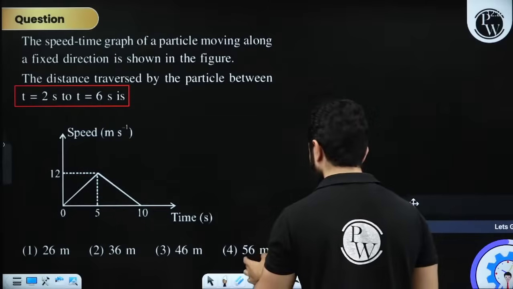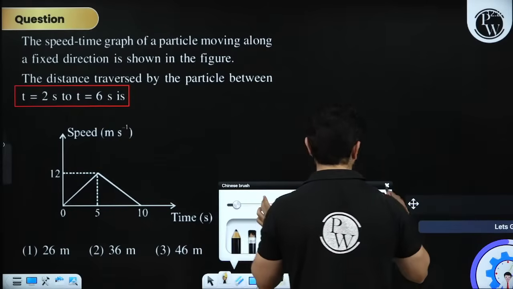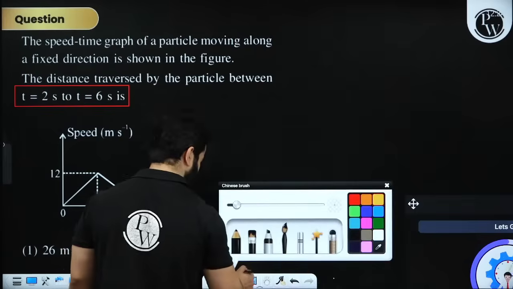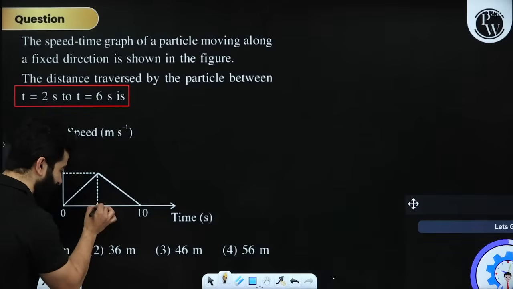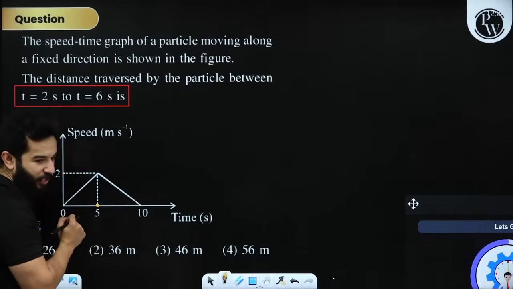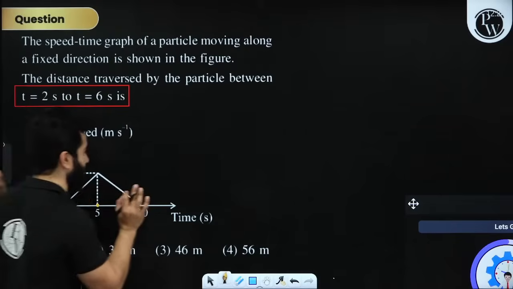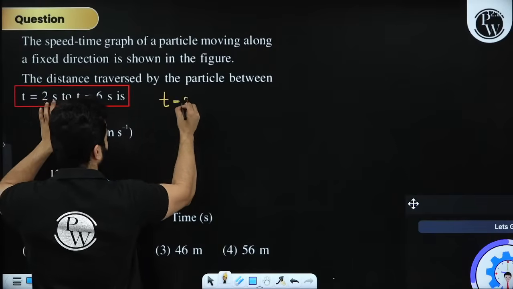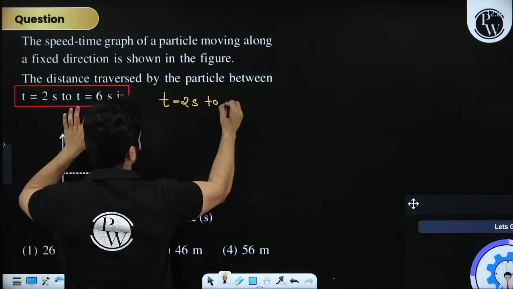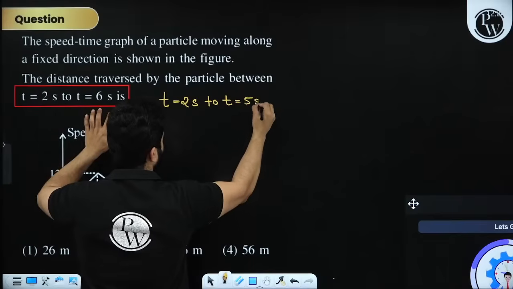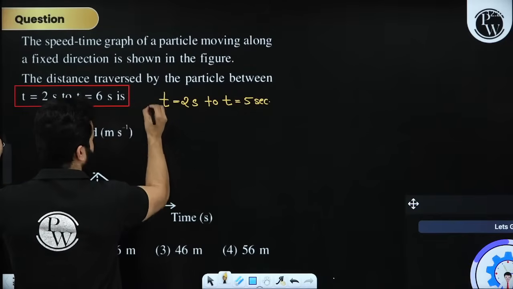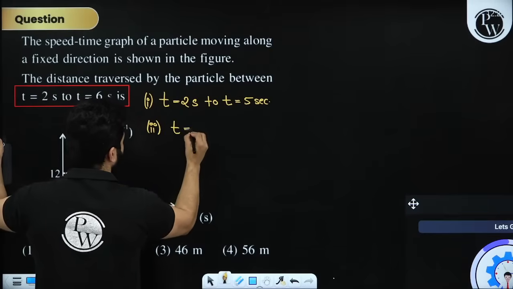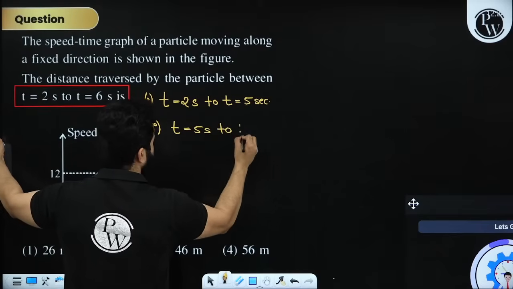So the first thing that you will have to do is, please understand, from t equals 2 to t equals 6 seconds. Now the problem over here is, as we can see, at exactly 5 seconds, acceleration is changing, right? So till 5 seconds acceleration was the same. So instead of talking about 2 to 6 seconds, we are going to first talk about from t equals 2 seconds to t equals 5 seconds, right? This is the first thing we have to do. The second thing is, then we are going to talk about from t equals 5 seconds to t equals 6 seconds.